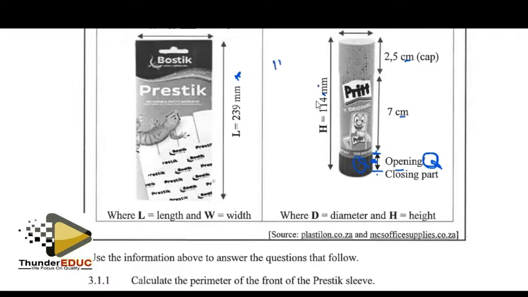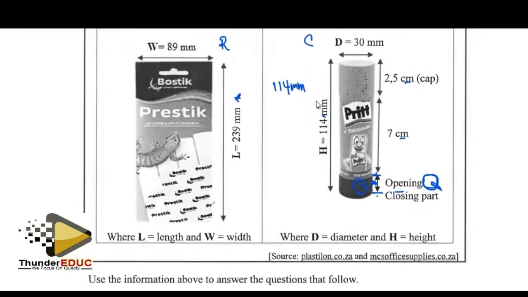So I need to change my 114 millimeters to centimeters. How do you change millimeters to centimeters? I need to divide by 10. So here I end up having 11,4 centimeters. I've changed this, but it's not the end. So we are saying when I get my unknown number plus my 7 plus my 2,5, they should give me 11,4.